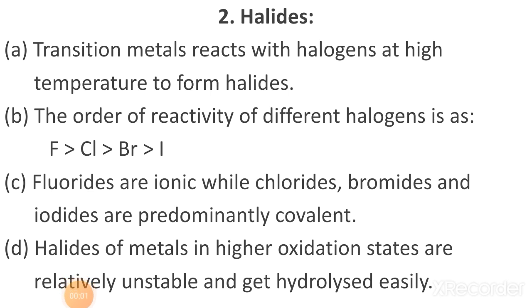So now students, let us explain the second property, that is halides. Transition metals react with halogens at high temperature to form halides. The order of reactivity of different halogens, as you know, is that fluorine is more reactive than chlorine, chlorine is more reactive than bromine, and bromine is more reactive than iodine. Now third point, fluorides are ionic, while chlorides, bromides and iodides are predominantly covalent. This you can know from the Fajans rules. Now fourth point, halides of metals in higher oxidation state are relatively unstable and get hydrolyzed easily.